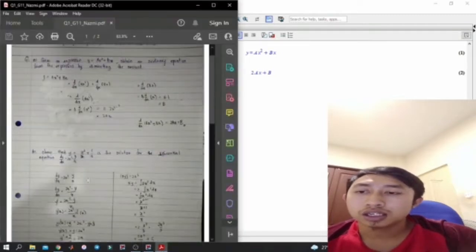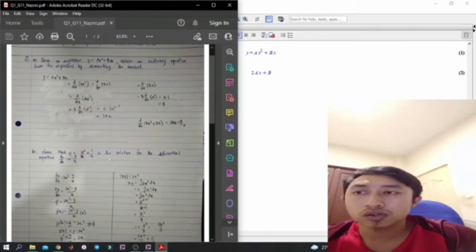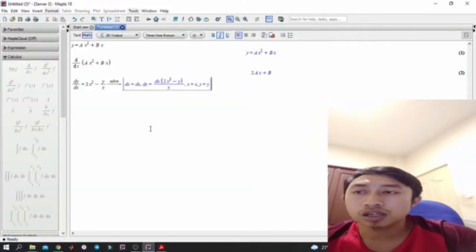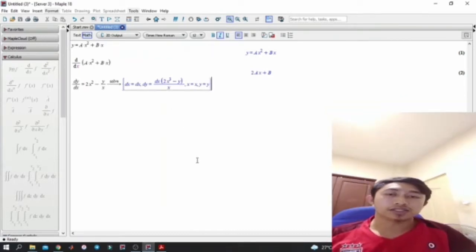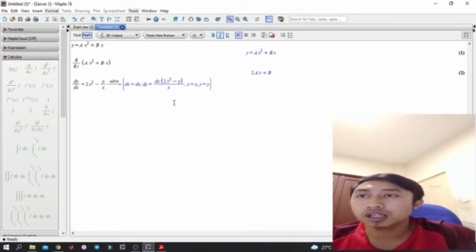Compare with the manual calculation, which is y equal to x power of 3 over 2 plus c over x. The answer is almost the same, arranged into the final form, but in this software it only goes up to here.